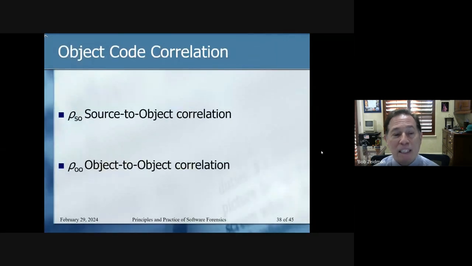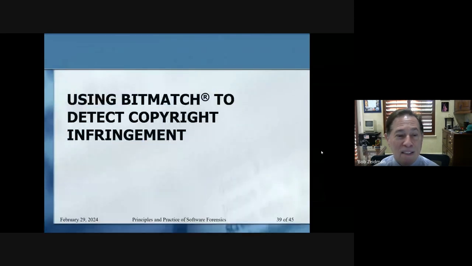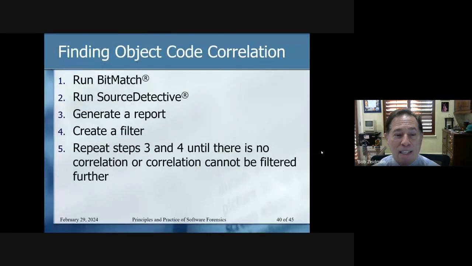And then here's the representations with Greek letters, for nice mathematical calculations. And then this just says, if you're going to use bitmatch to find copying, it's the same kind of process as using code match.